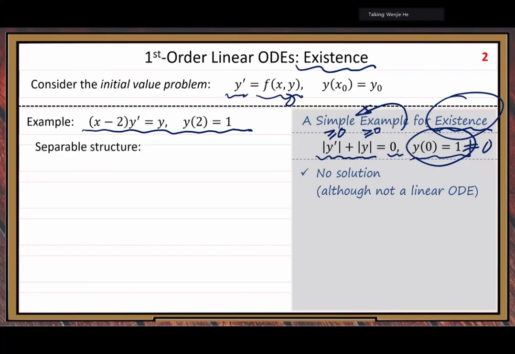First, we can solve it, because it's a simple separable ODE. We can use the separable method to find its solution. We find it in this way. Although you have an absolute value, the constant part may have a plus or minus sign, but this term is always positive, right?